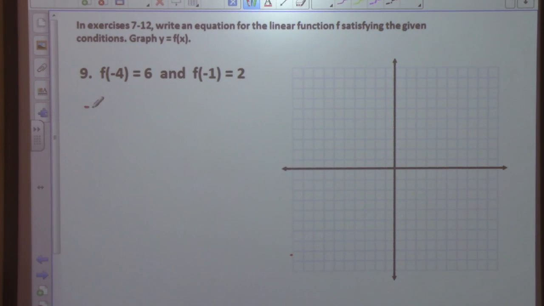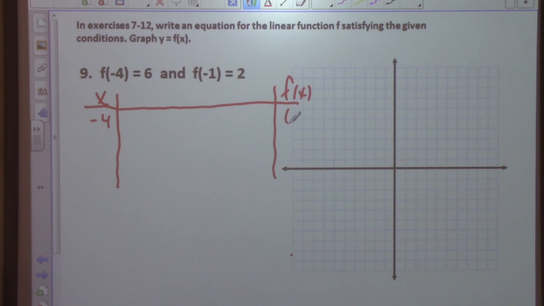Okay, what I'm going to do is quickly write this here. Are you finding you're doing better on these things? Yes. Help me out with this. What goes here, x and f of x? Negative 4 and 6. So negative 4, 6, and negative 1, 2. Your slope is subtract: negative 4, 3. So m equals negative 4/3.